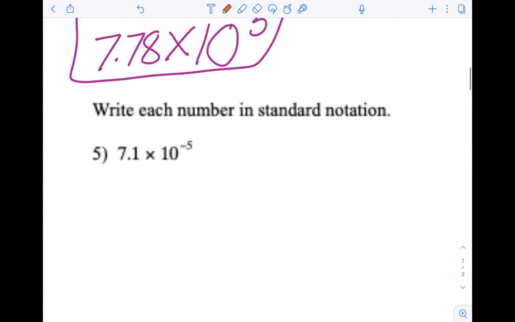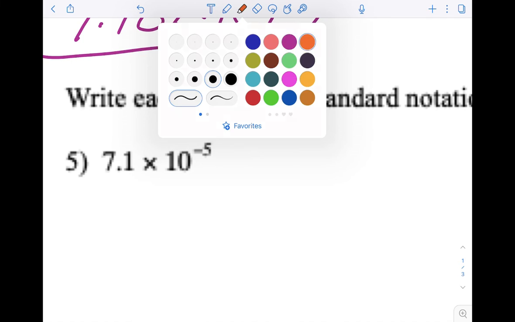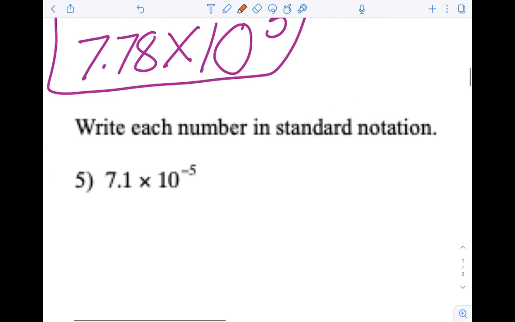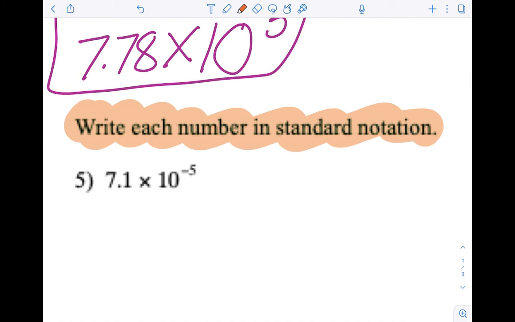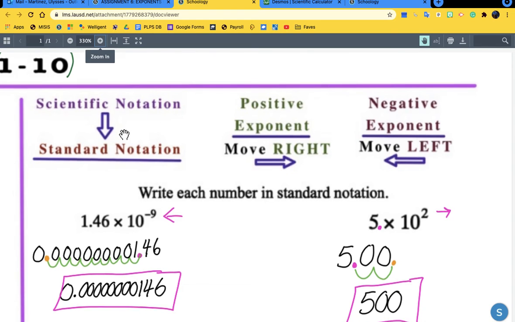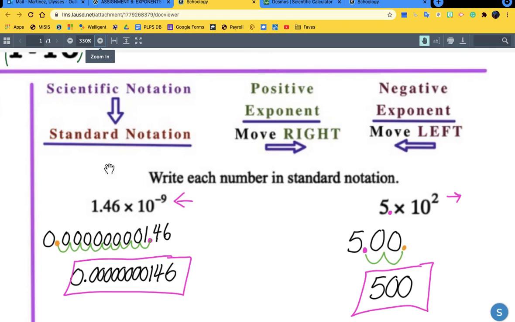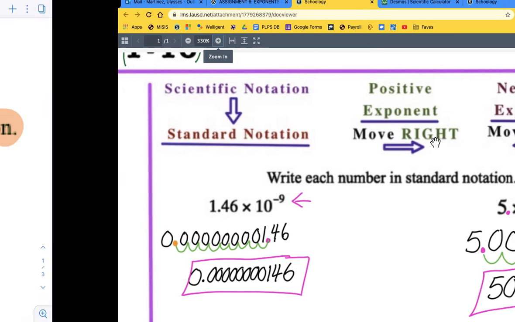All right. Next set of instructions. What does the next set of instructions say? They say, write each number in scientific notation. So we're going to use these notes right here. When we have a positive exponent in scientific notation, we move the decimal to the right. When we have a negative exponent, we move the decimal to the left.